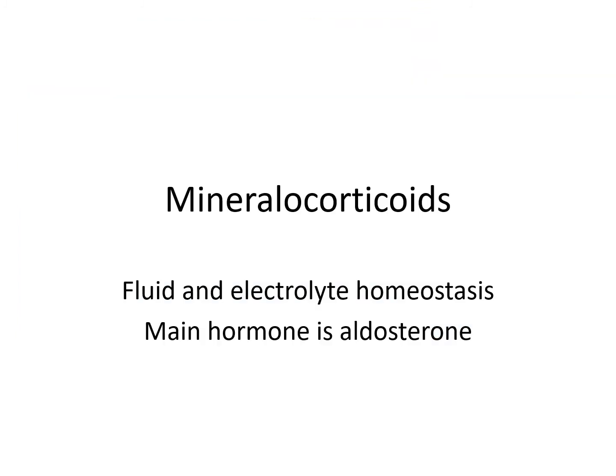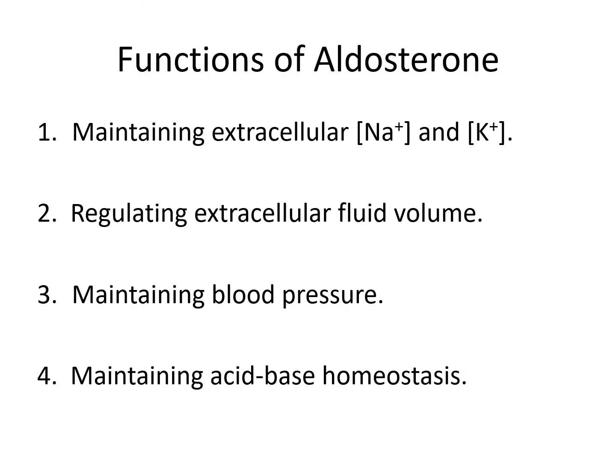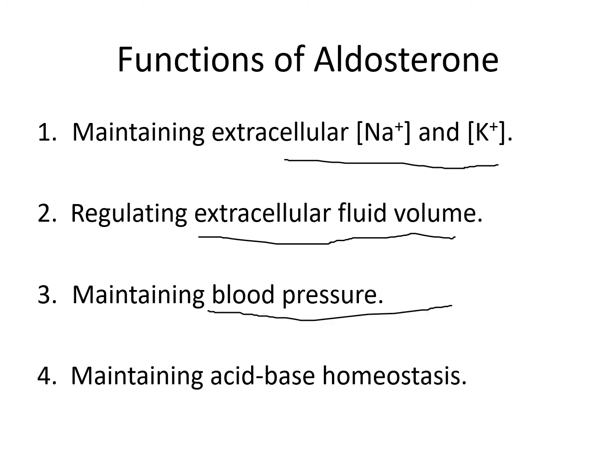The mineralocorticoids, as you might expect from the name, are important for fluid and electrolyte homeostasis. And the main hormone is called aldosterone. So what are the functions of aldosterone? One of the functions is to maintain the extracellular sodium and potassium concentrations. They regulate extracellular fluid volume. And they also maintain blood pressure and acid-base homeostasis. So they play very important roles for aldosterone.